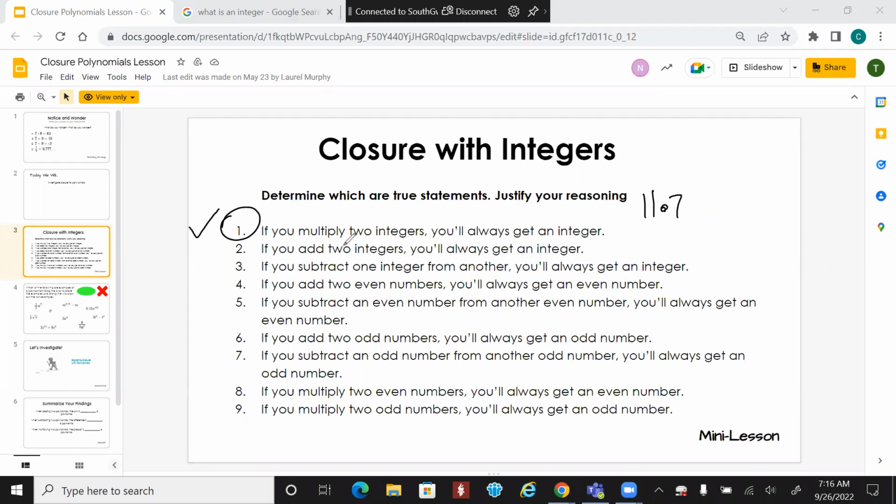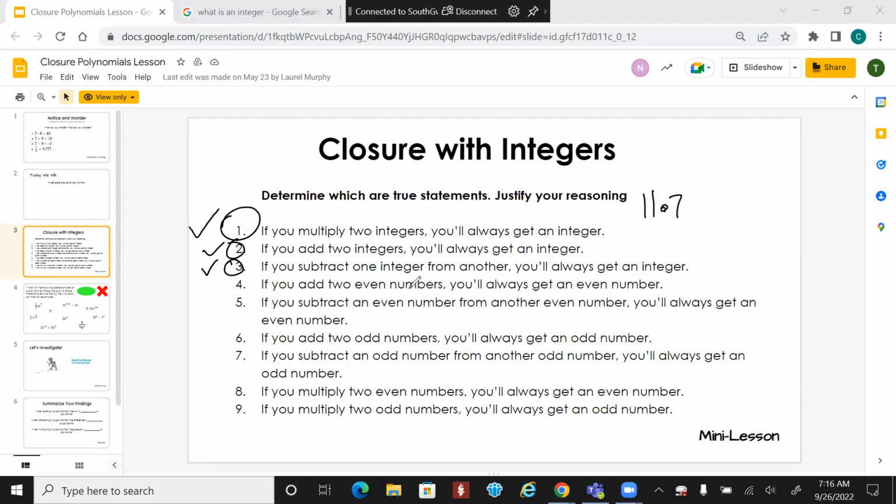Okay. If you add 2 integers, you'll always get an integer. Is that a true statement? Yeah. Okay. If you subtract 1 integer from another, you'll always get an integer. Is that a true statement? Yeah.